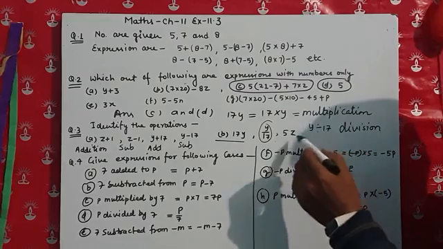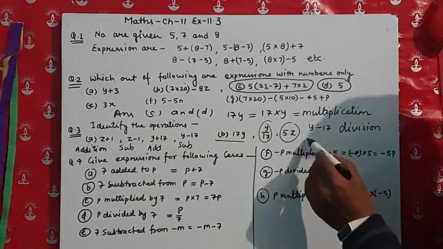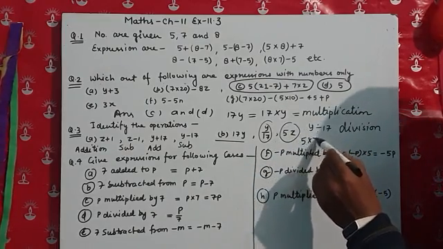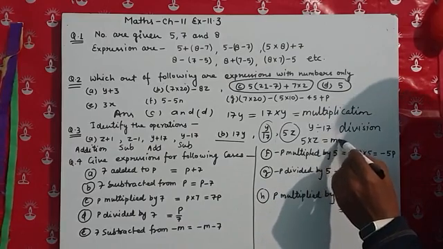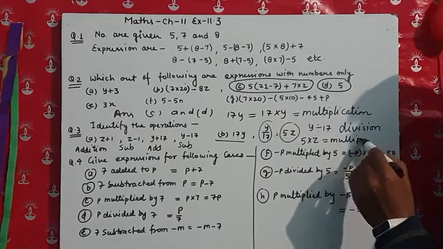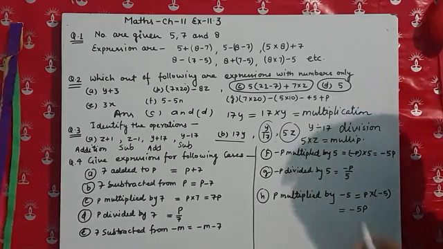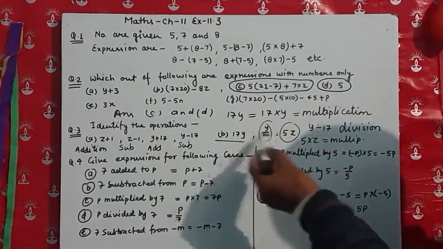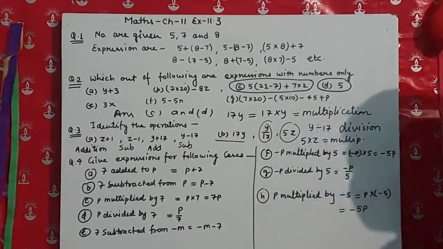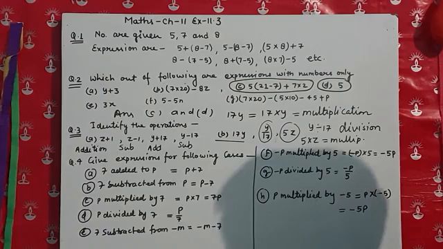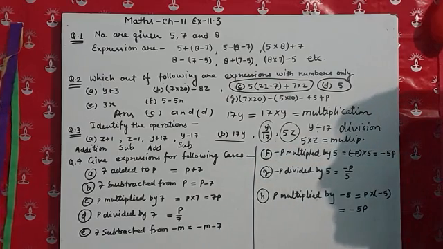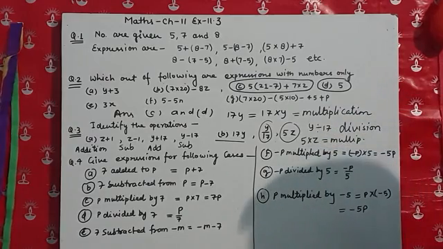In the next third part, 5 into z. So here we are watching that 5 into z is written. So what is going on? Multiplication. Again we will write down multiplication. So we are getting clearly whatever is going on here. Same thing we have to do in the next parts. We have to write down only the name of the operation that is going on.